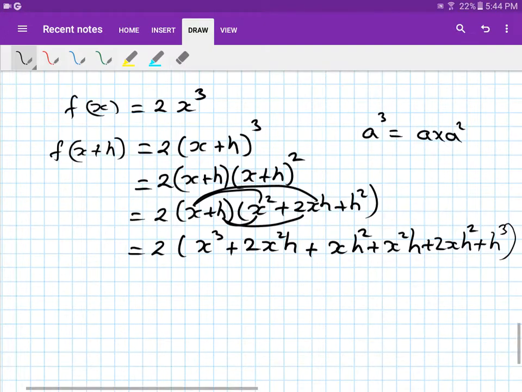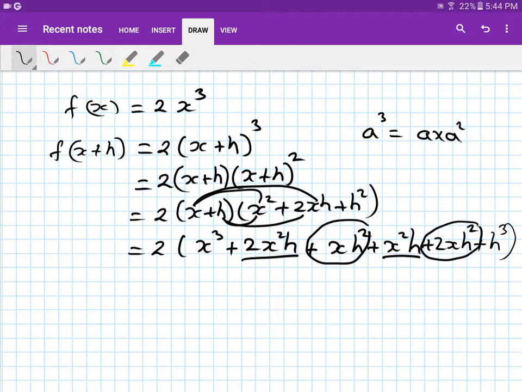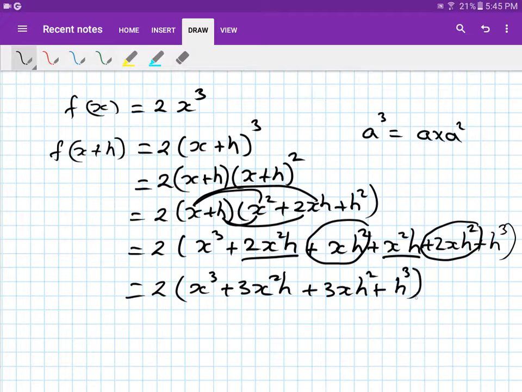Okay, so that's what I get. Then I'm going to simplify first. So this x squared and x squared simplify, and this one and their like term I simplify. So I will get 2. Okay, so x power 3 add 3x squared h add 3x h squared add h power 3.